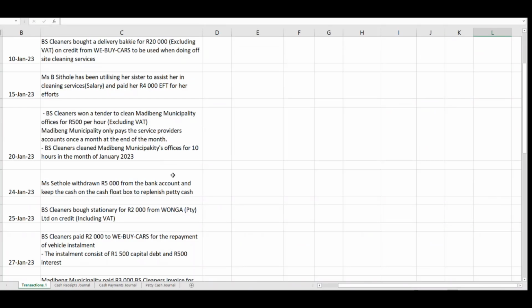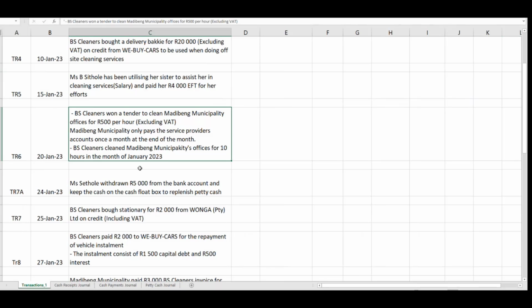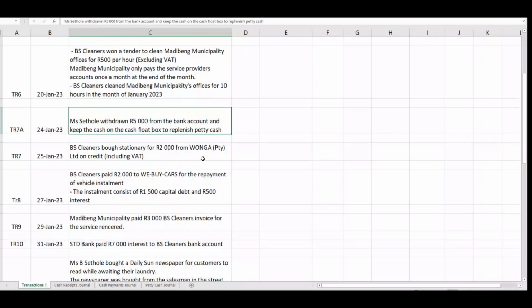Let's move over to the next transaction, transaction number 7A. Mrs. Tole withdrew 5,000 rands from the bank account and kept the cash in the cash float box to replenish petty cash. Did we say anything about VAT here? No, we did not mention anything. It means there is no VAT effect on this transaction, so we'll skip it.